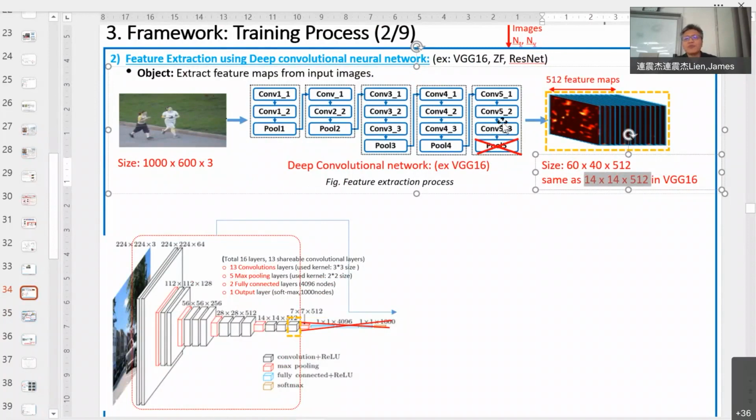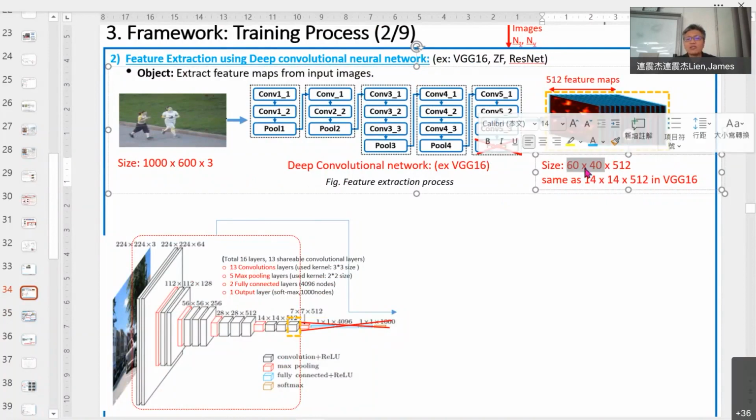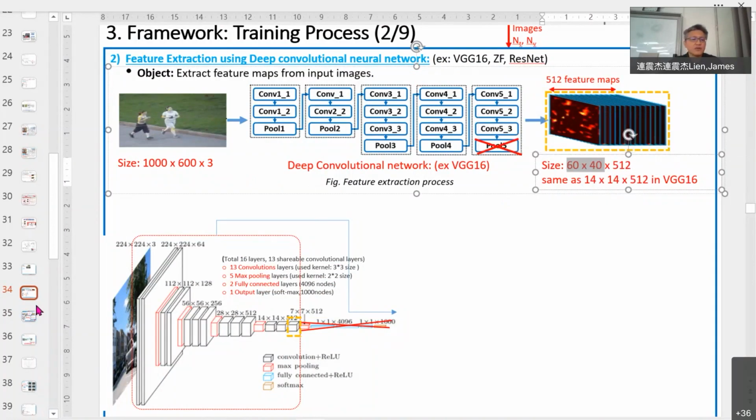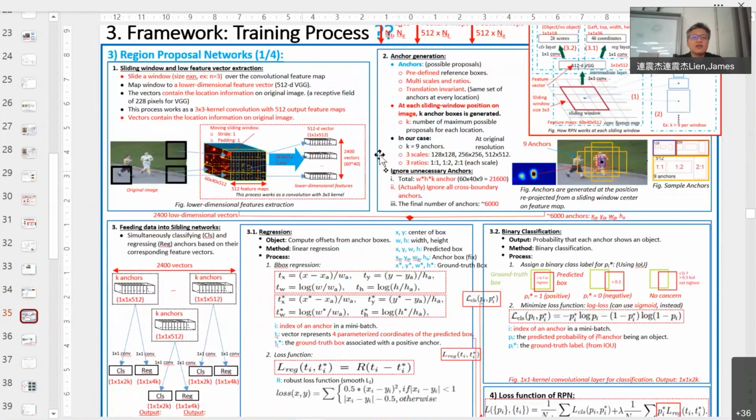So up to block 5, they have 60 by 40. This is original VGG, and this right now. So right now we have 60 by 40 by 512. Okay, so here it was 60 by 40 by 512, this final output here. And then here they do the convolution for each one. They use a small window, 3 by 3 by 512. So each one becomes 1 by 1 by 512.